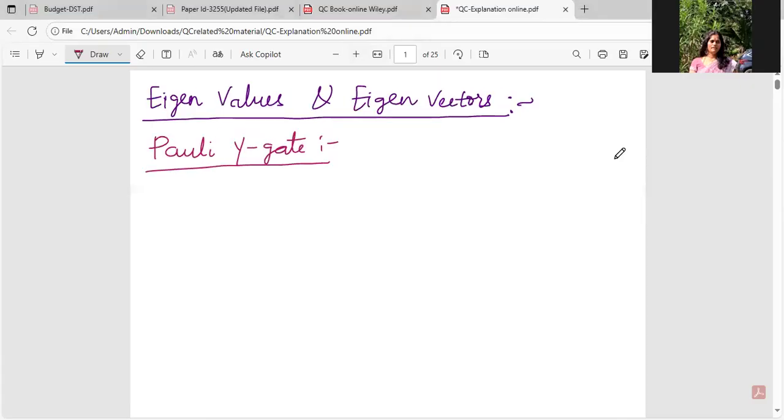Okay, so in the last lecture or video, we have seen how to find eigenvalues for the X gate. I made a mention that there are Y and Z gates as well. Because that video has become lengthy, I'm doing it in the next video. Let's see how to find eigenvalues and eigenvectors for the Pauli Y gate.